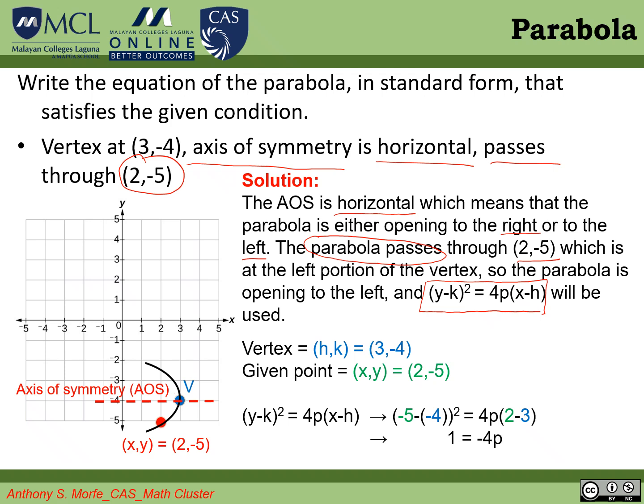Okay, so we have this one. When you perform this square and do the arithmetic here, we get 1 equal to the difference of this, which is -1 times 4p, so -4p. So we get p equal to -1/4.